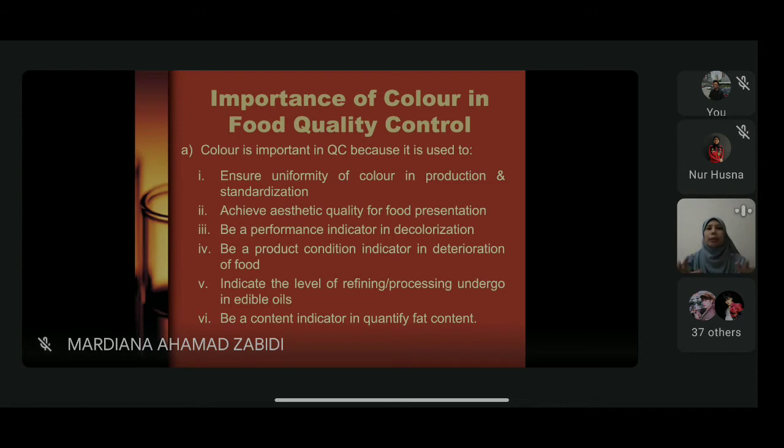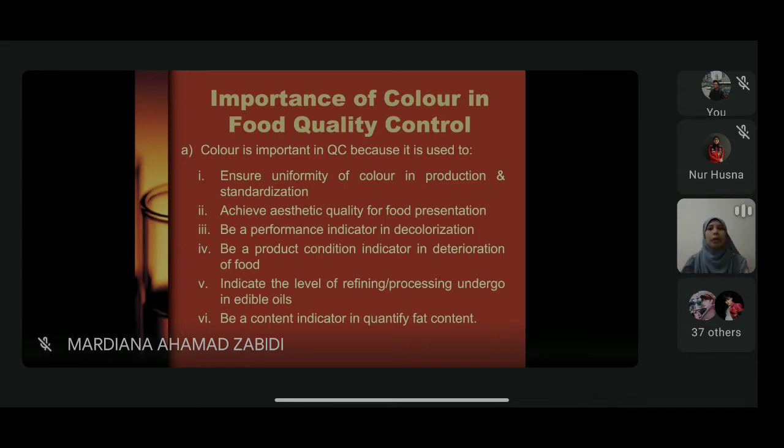Another method is that we can take a picture of the product, in terms of its color as well as its shape, and paste it at the production area. From there they can compare whether the product coming out on the production floor is considered acceptable or not acceptable. That is physical evaluation. And then another one is by using instrumentation or equipment.